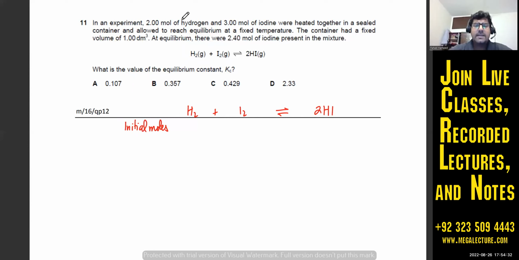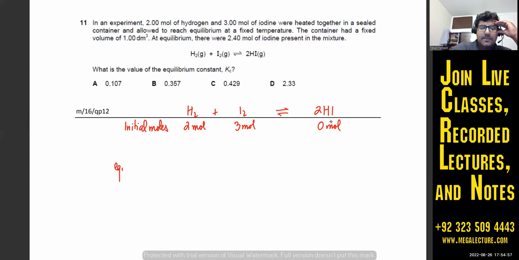अच्छा, you had initial moles, and initial moles are 2 moles of hydrogen and 3 moles of iodine. तो इसके 2 moles है, and you've got 3 moles of iodine, and they were heated together. That is what the question states. So that means initially you don't have any HI. You don't have. There's nothing there. ठीक है? अच्छा, फिर they'll give you equilibrium moles.